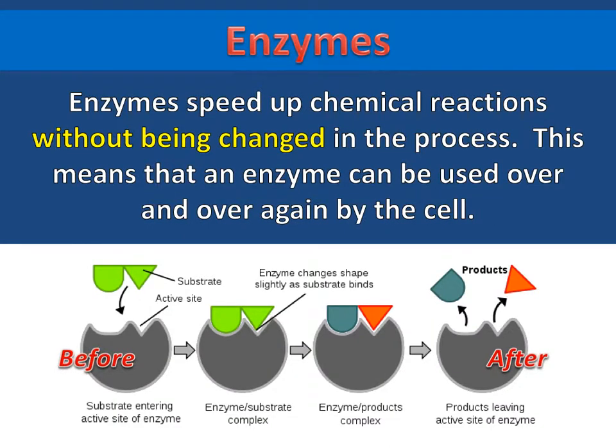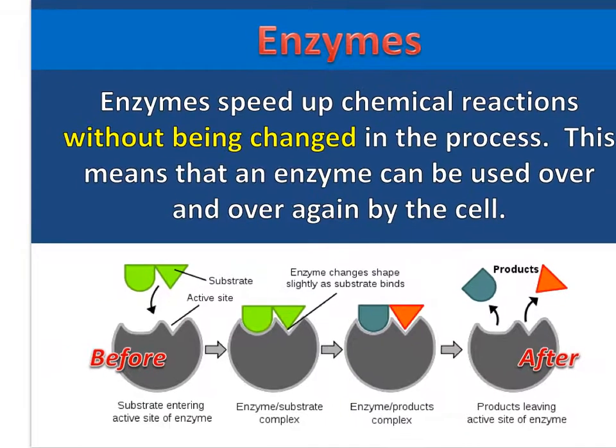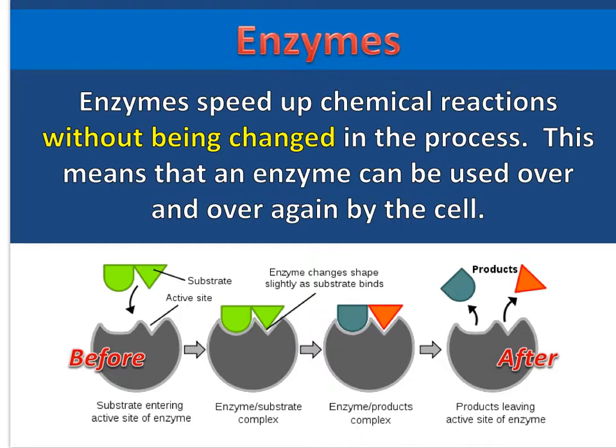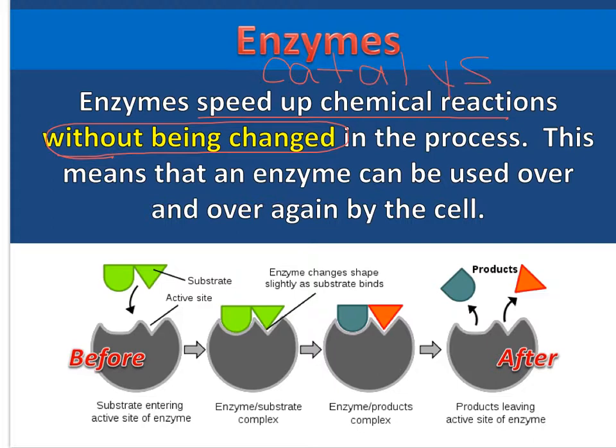Enzymes speed up chemical reactions without being changed. So we know enzymes speed it up, but now we also know that they're not going to be changed. That means enzymes are reusable. And another name for that term is called a catalyst. So a catalyst is something that speeds up chemical reactions without being changed. They're reusable.